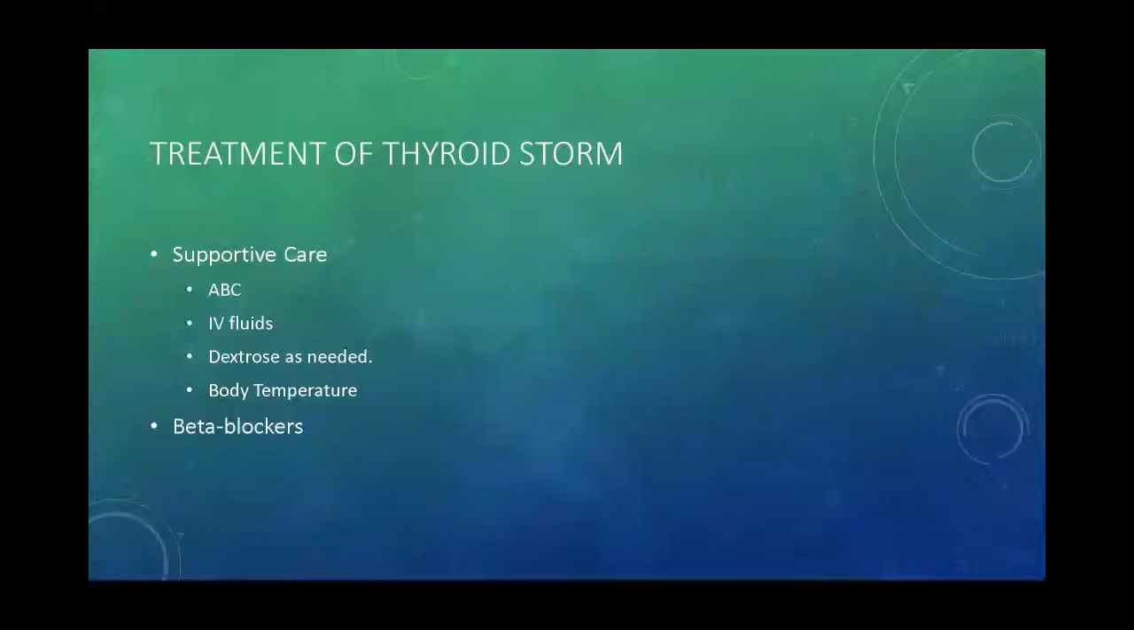Ultimately, they're going to receive beta blockers, which are going to help control a lot of their symptoms. It will also block some of the peripheral actions of the thyroid hormone. And then they'll receive other medications to block the production as well as the release of preformed thyroid hormone.